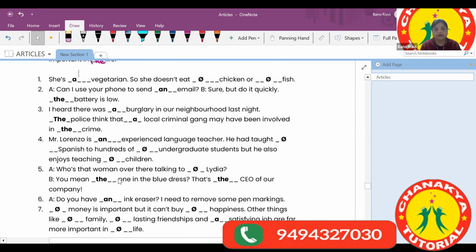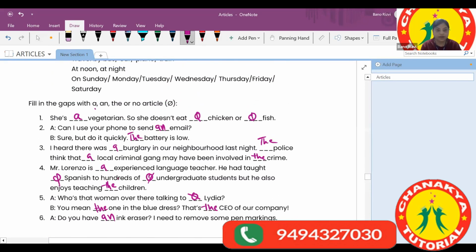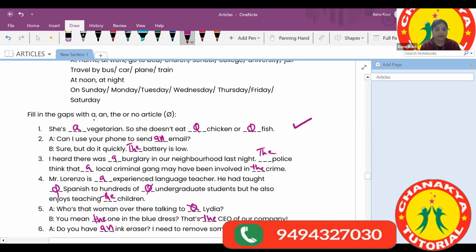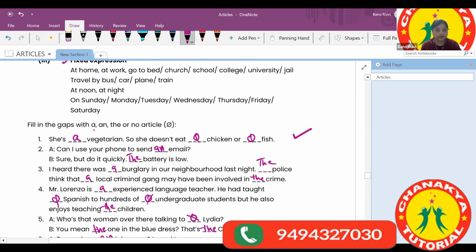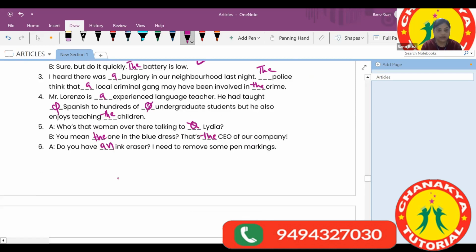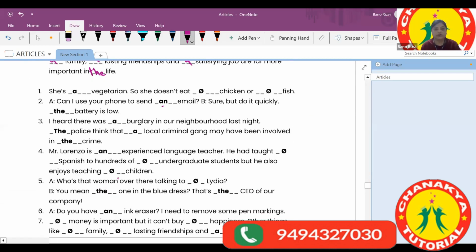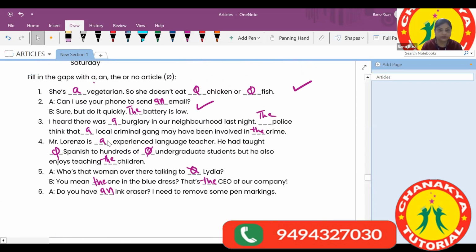She is a vegetarian, so she doesn't eat chicken or fish. Okay, the first one was right. Correct. Can I use your phone to send an email? Okay, but do it quickly. The battery is low. Correct. I heard there was a burglary in our neighborhood last night. The police think that a local criminal gang may have been involved in the crime. This is also correct.